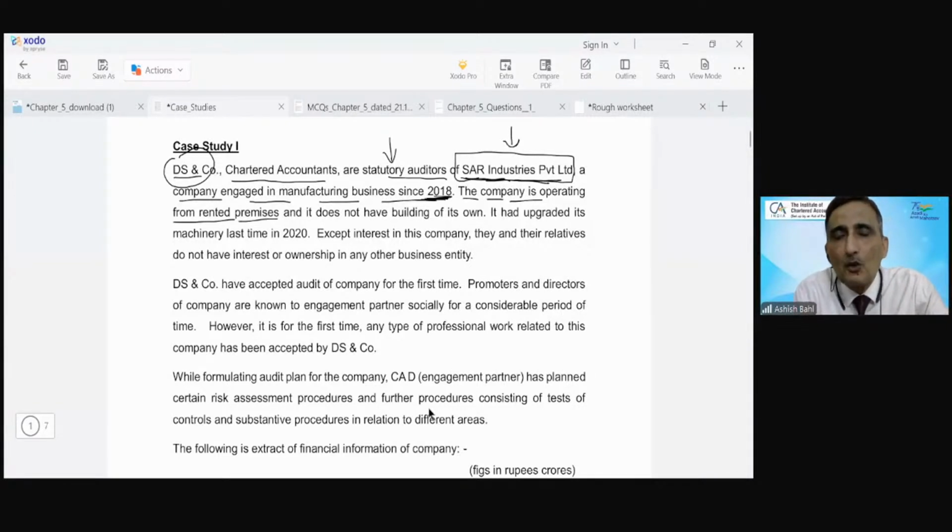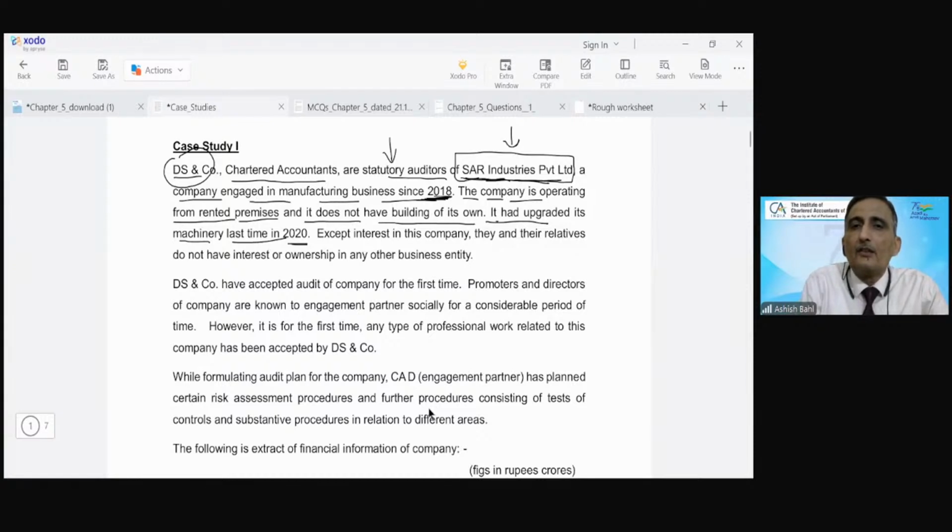Now, this is a factual description given that the company doesn't have a building of its own. It is operating from rented premises, so the building of the company is on rent. It had upgraded its machinery last time in 2020. So certain expenditure was incurred by the company in upgrading its machinery way back in 2020.